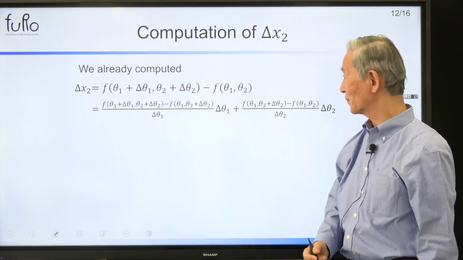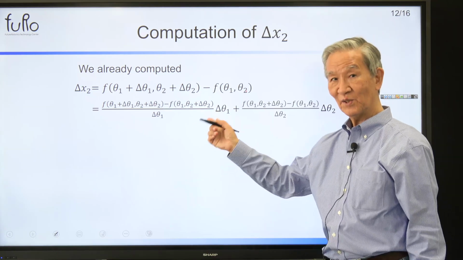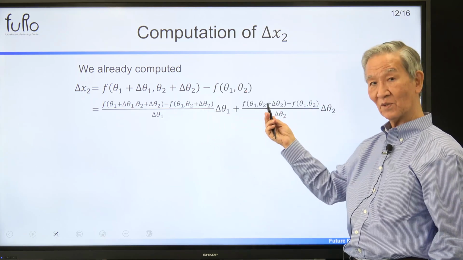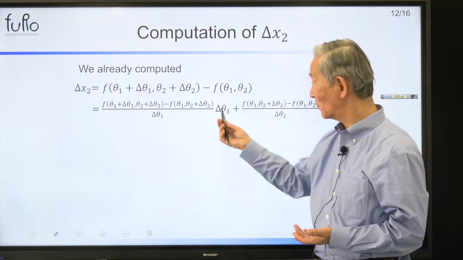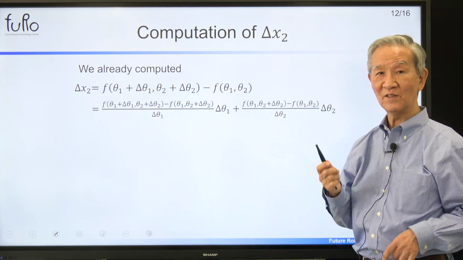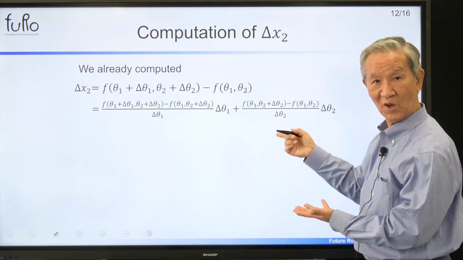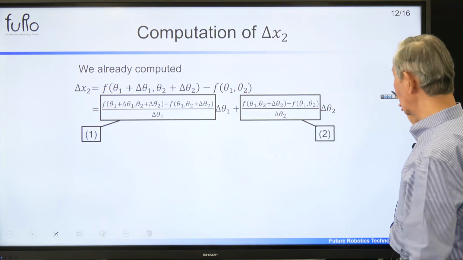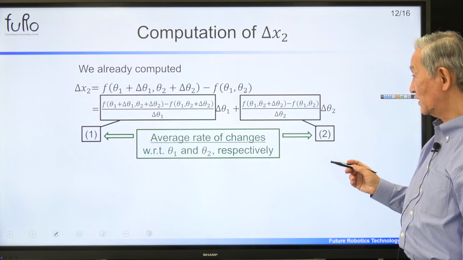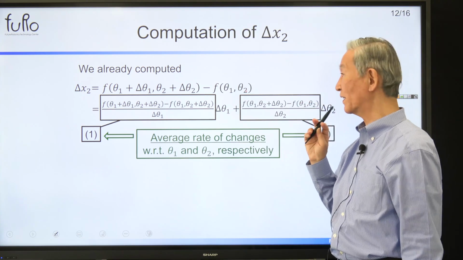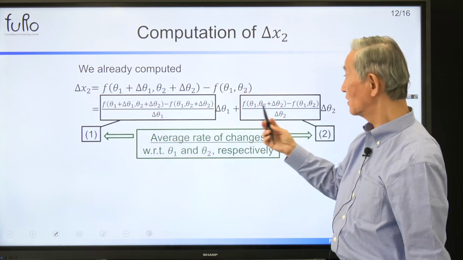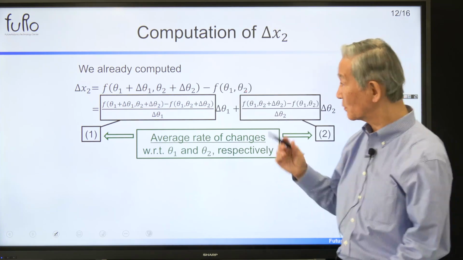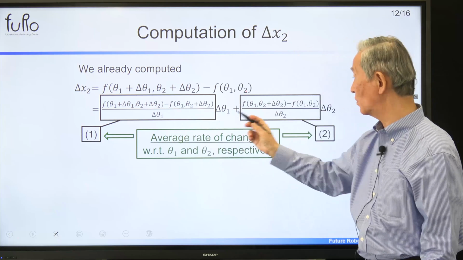So let's compute this one here. Remember that we did the do-nothing trick of mathematics: I subtracted and added the same thing, that's adding 0, and multiplied and divided, so that's multiplying by 1, do nothing. And this equation we already know. We already used this equation. And this one was called 1, and this one was called 2. So average rates of change with respect to theta 1 and theta 2, respectively. So this is pretty much a relationship between delta x2 and delta theta 1, delta theta 2.